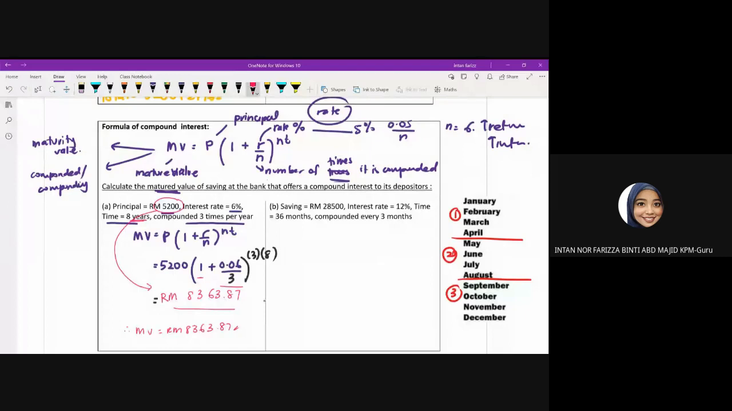Now let's do the second one together. The saving is RM 28,500. The interest rate of 12% is very high. Next, the time is 36 months. 36 months means 3 years.